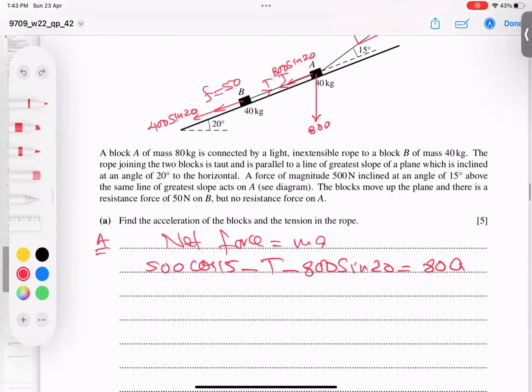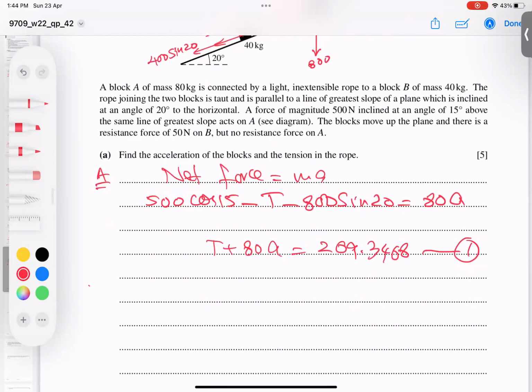Now I can solve these together and keep tension alone here, or tension goes there, no problem at all. If tension goes there, it is T plus 80a, and these two values I'm going to type in the calculator. So 500 times cos 15 degrees minus 800 times sine 20 degrees. And yes, it is coming: 209.3468. Equation 1 done.